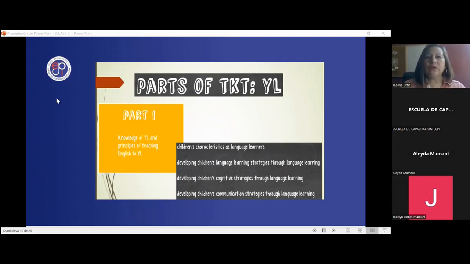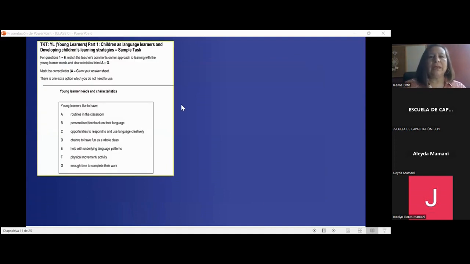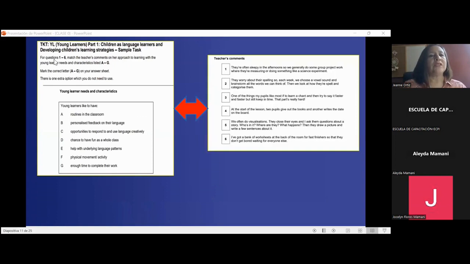Okay, let's see. We are going to have a practice here. We have one exercise. For questions 1 to 6, match the teacher's comments on her approach to learning with the young learner's needs and characteristics. So we have here the characteristics, and here we have the teacher's opinions. What we need to do is to match letter and number. Okay?